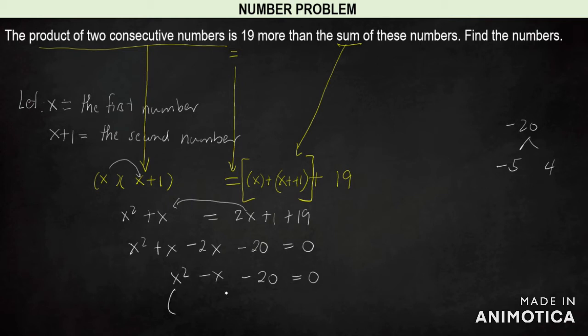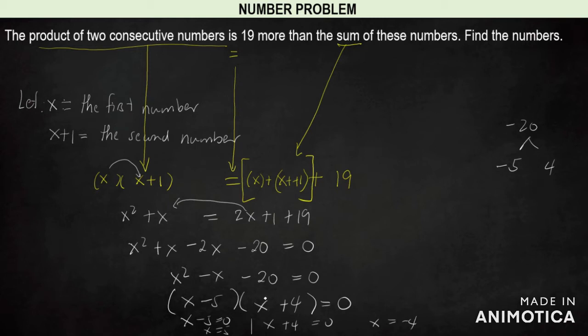So this can be solved by factoring. The factors of x squared are x and x. Factors of negative 20 are as follows: negative 5 and positive 4. Applying the zero product property, then we have now x is equal to 5 and we have here x is equal to negative 4. Okay. Now, we have here the consecutive numbers.